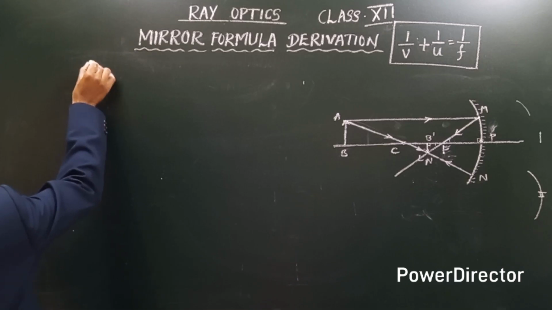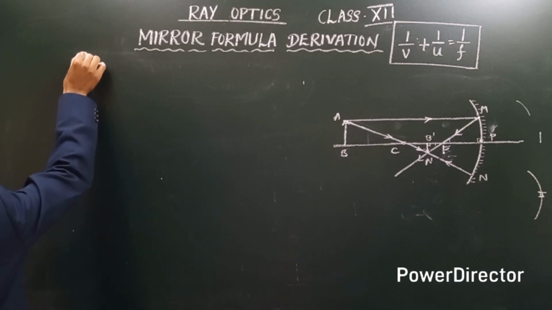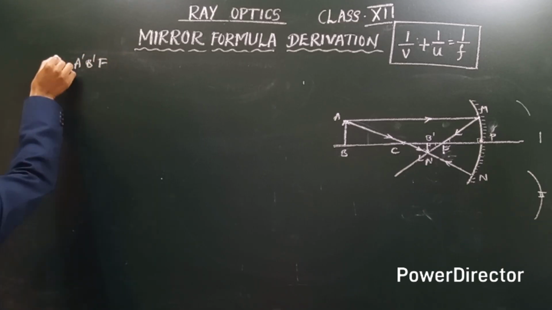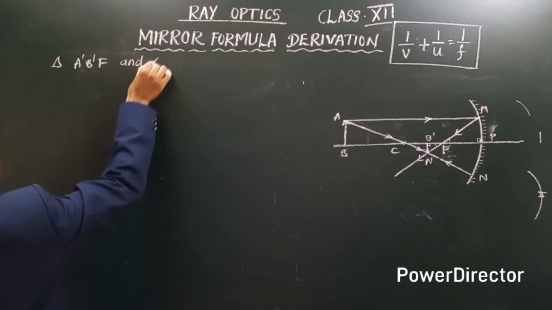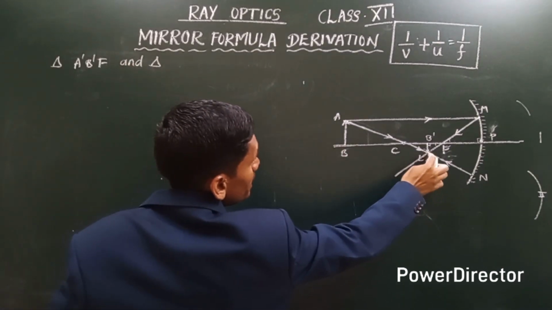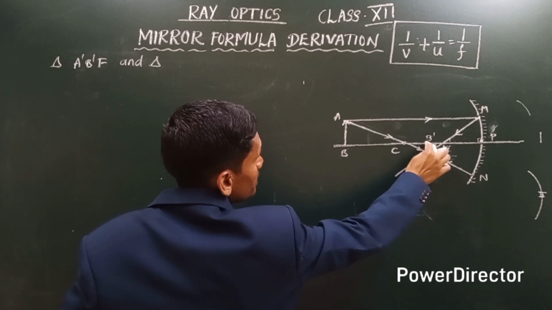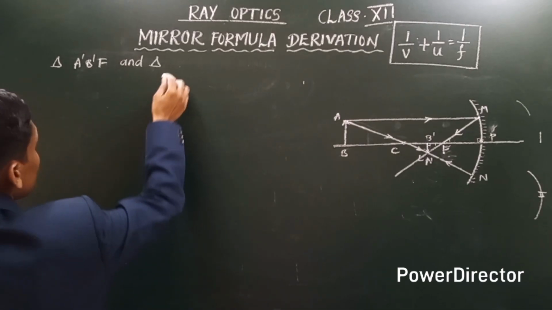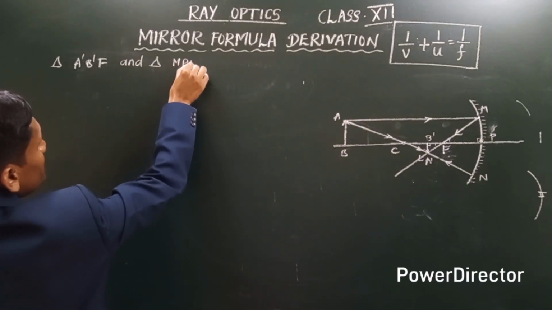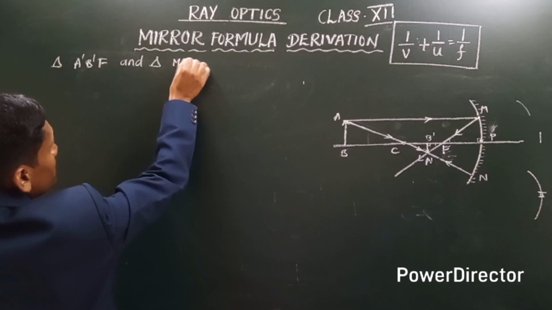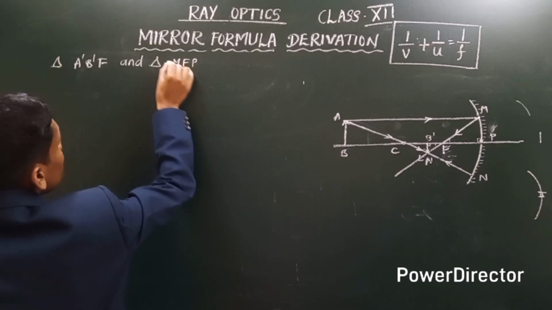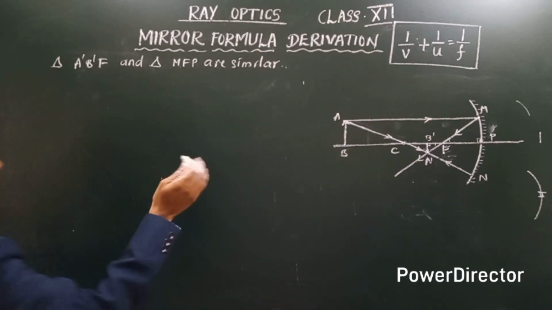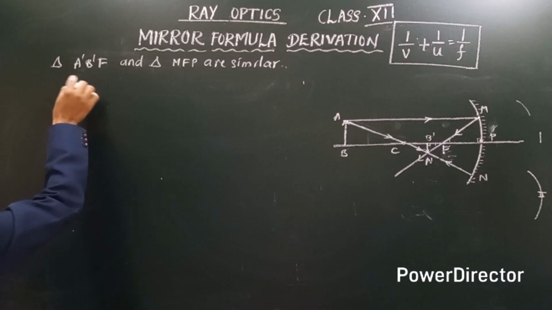Triangle A dash B dash F, and one more triangle, MPF or MFP, whichever we consider, are similar. They are similar. Why? I have given you the reason. Now let us go ahead with this.